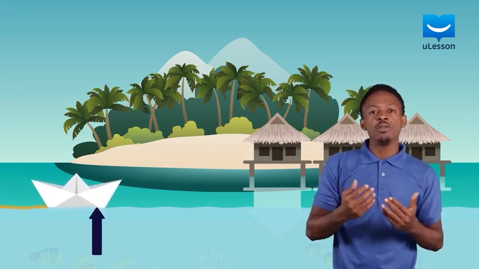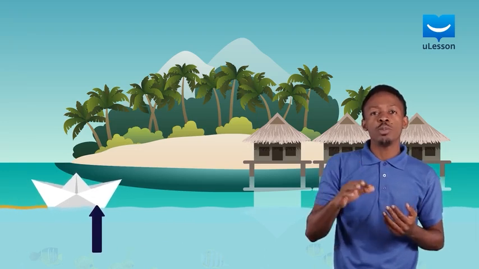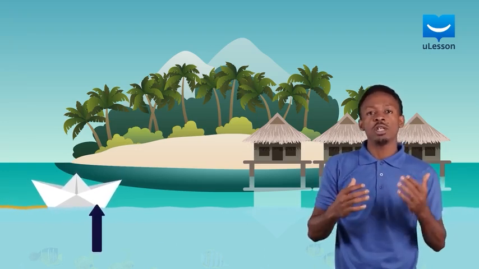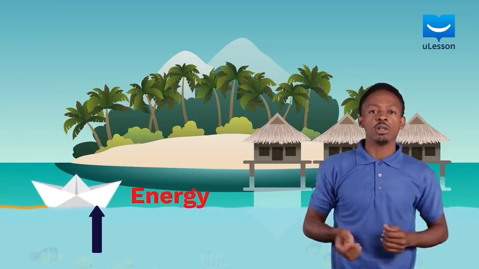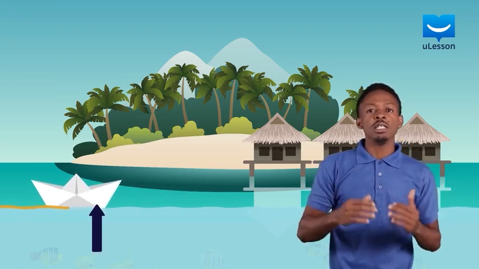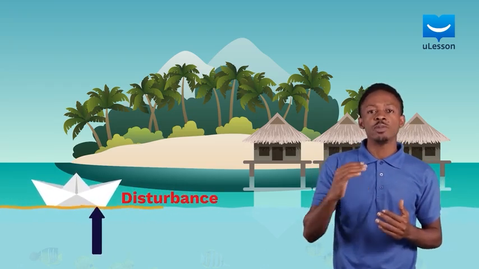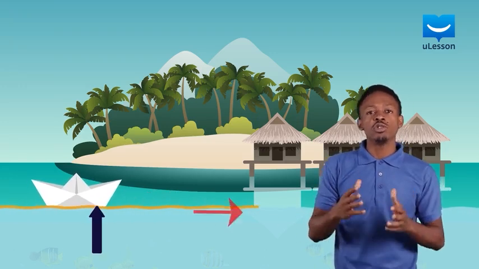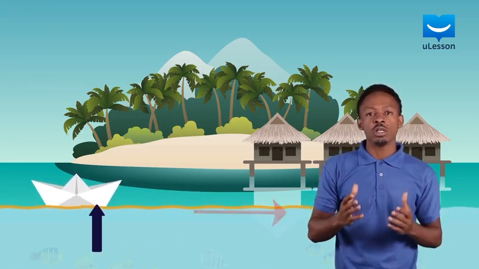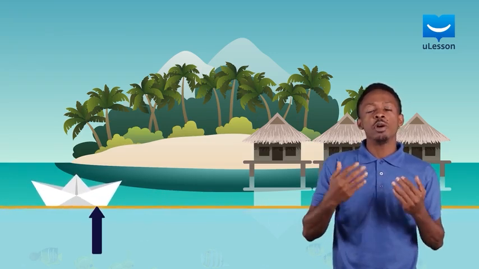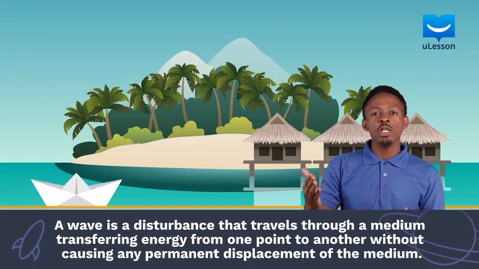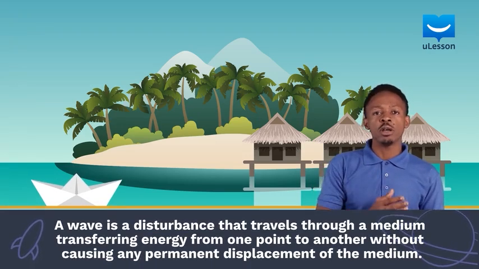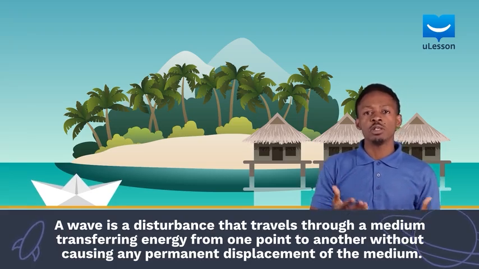But note that this wave is also doing some work by lifting and dropping the water on the surface of the lake as it travels along the surface of this lake. This implies that it must have energy, which we said is the ability to do work. From this illustration, you can see that the wave causes a disturbance by temporarily displacing the water on the surface of the lake. It also travels through a medium, which in this case is water, transferring energy without causing any permanent vertical or horizontal displacement of the water. This is why we said that a wave is a disturbance that travels through a medium, transferring energy from one point to another without causing any permanent displacement of the medium.